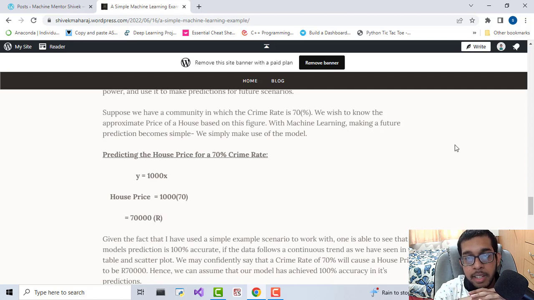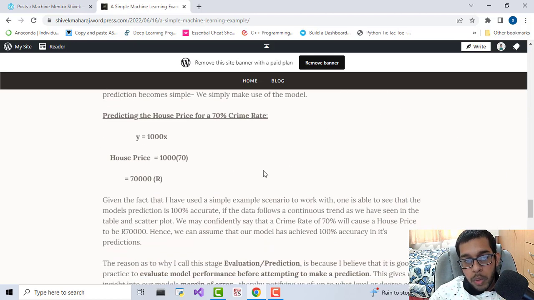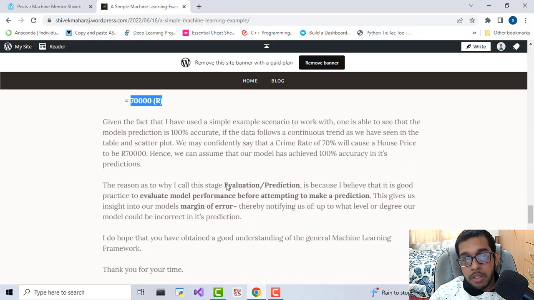With machine learning, making a future prediction becomes simple. We simply make use of the model, predicting the house price for a 70% crime rate. We have y is equal to 1000x, so house price is equal to 1000 into 70, and that evaluates to a value of 70,000 rand.